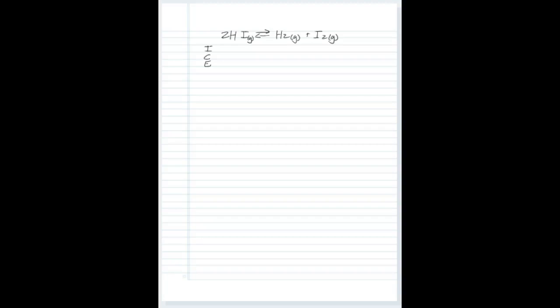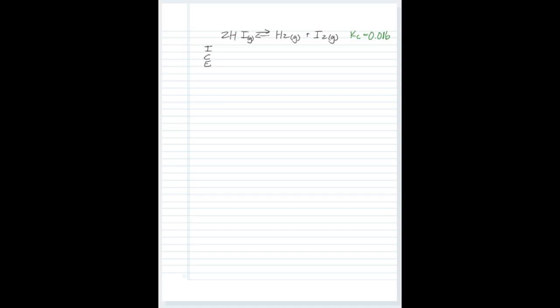Okay, so I am going to do a problem where we're going to use an ICE table to figure out some equilibrium concentrations, and we're given K. So in the problem, we're given K is equal to 0.016. Okay, and we need to figure out what the equilibrium concentrations of everything are.